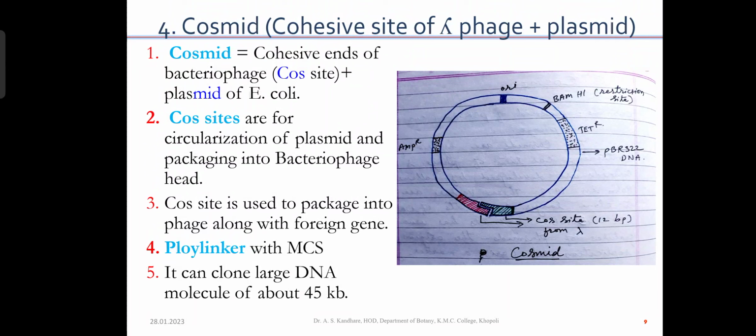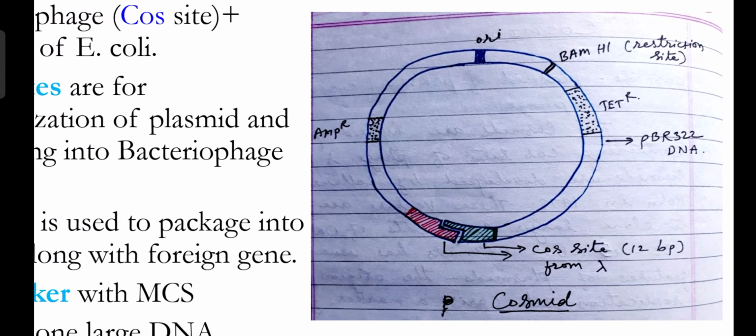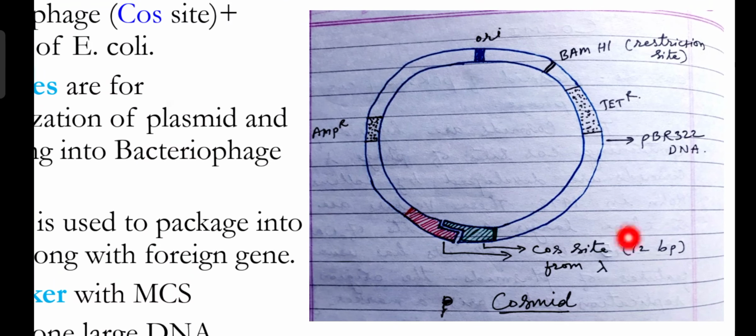So here is the figure. I have drawn this figure. Here you can see the important thing in this pBR322 vector. So this is the molecule of pBR322, and in this pBR322 you can see a cos site of 12 base pairs from bacteriophage has been introduced.